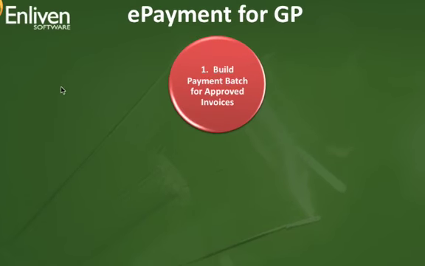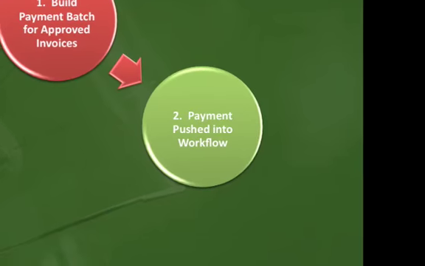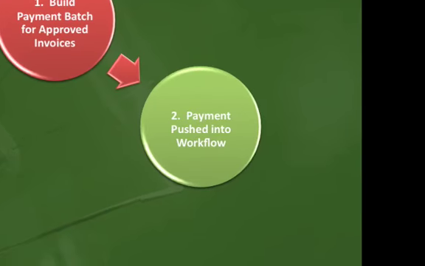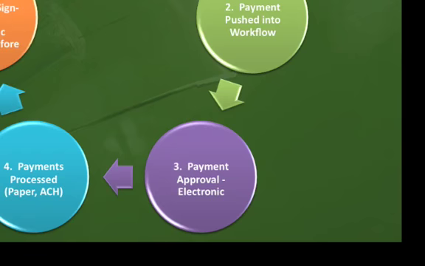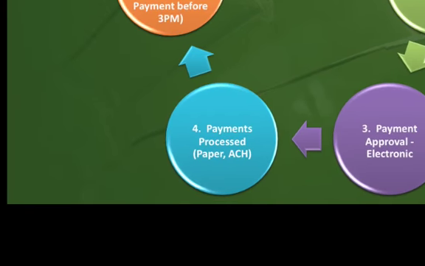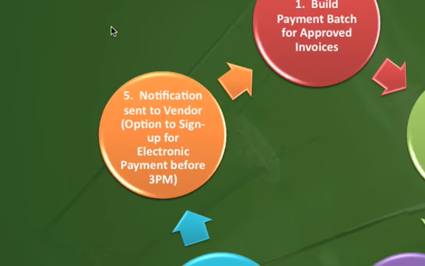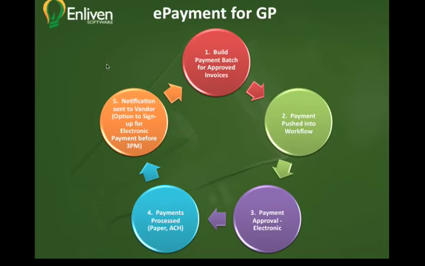Once it's into GP, we'll move towards the e-payment side of things, where you can build a payment batch within GP just as you do currently. And then you'll click the Send via Fidesic button, which will push those payments into an electronic workflow, where that payment information will be sent to the correct approver. From there, those payments will be processed via both paper or ACH, depending on the method that you choose. And for those vendors that have signed up for ACH, we can have that delivered to them as long as you send it by 3 p.m.